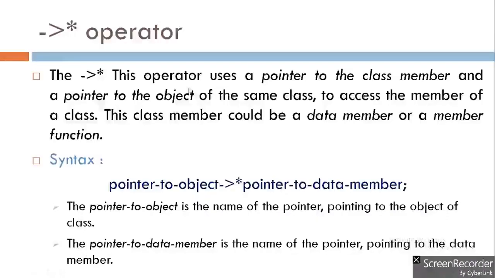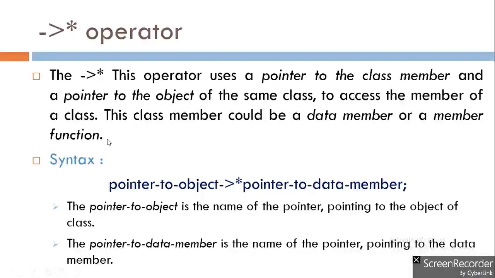Now let's see our third member dereferencing operator, that is arrow with asterisk symbol. This operator uses a pointer to the class member and a pointer to an object of the same class to access the member of the class. This class member could be a data member or a member function.